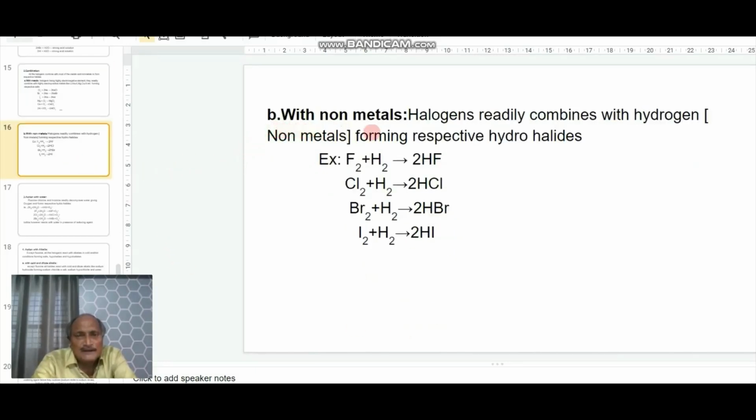Action with non-metals. Halogens readily combine with hydrogen, a non-metal, forming respective hydrohalides. That is, F2, fluorine, combines with hydrogen to form 2 moles of hydrogen fluoride. 1 mole of chlorine combines with 1 mole of hydrogen, forming 2 moles of hydrogen chloride. Likewise, bromine combines with hydrogen to form hydrogen bromide, and iodine combines with hydrogen to form hydrogen iodide.